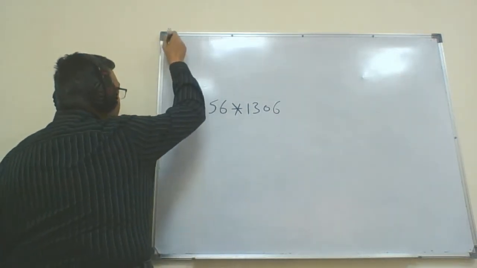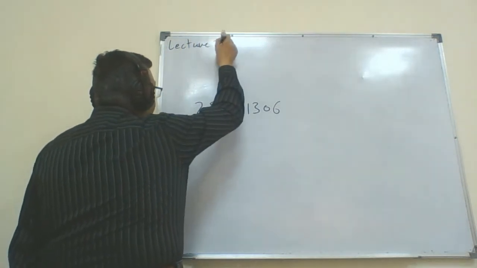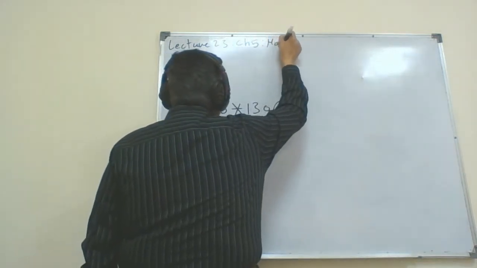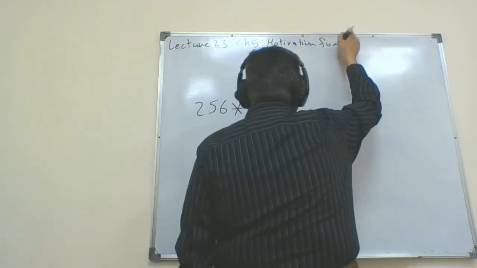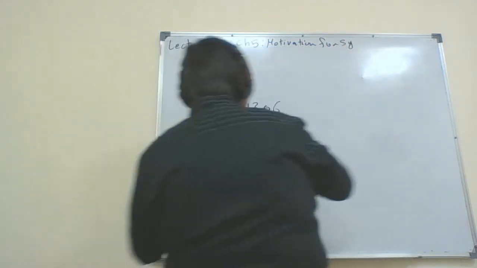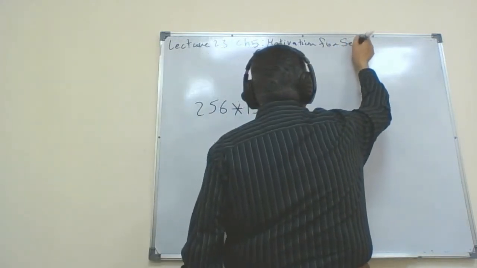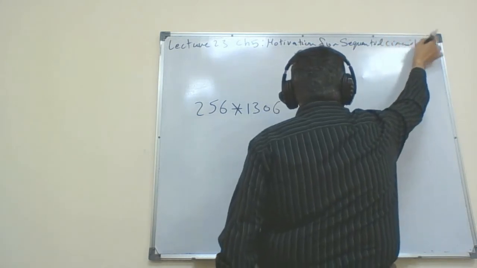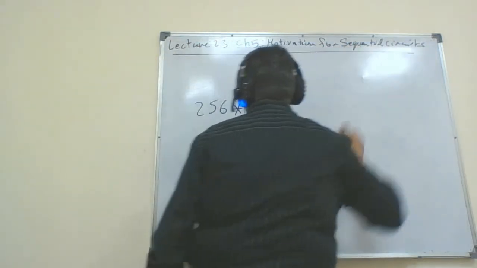This is just put here. We are in lecture 23, chapter 5. Motivation for the sequential circuits. This is the title of the lecture.